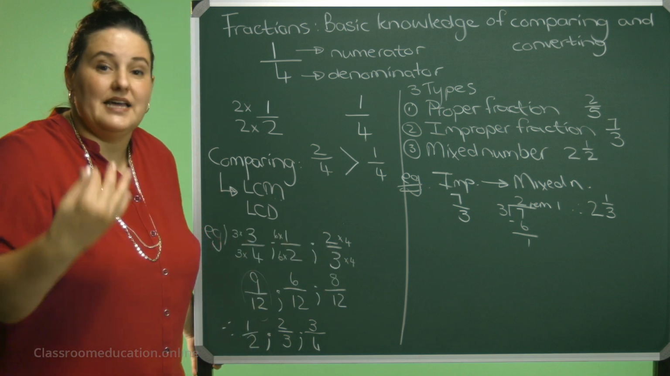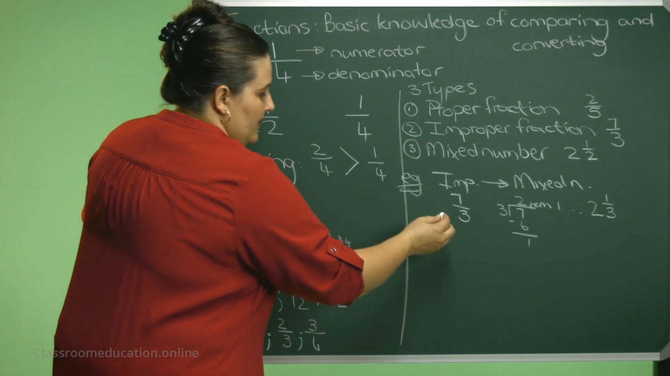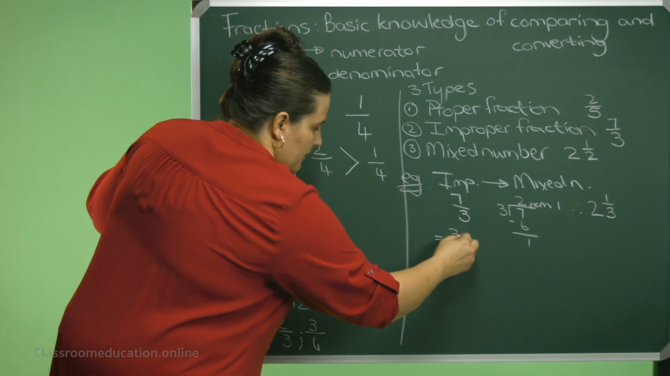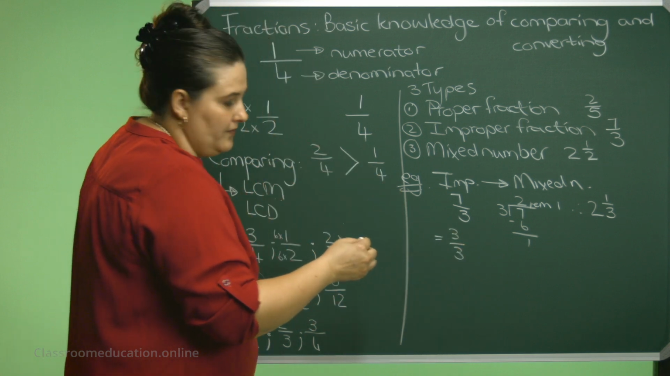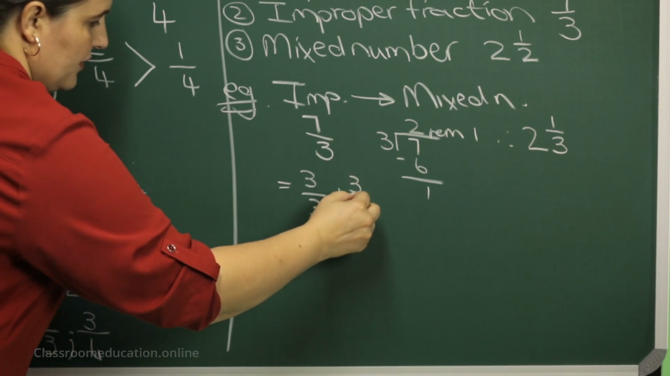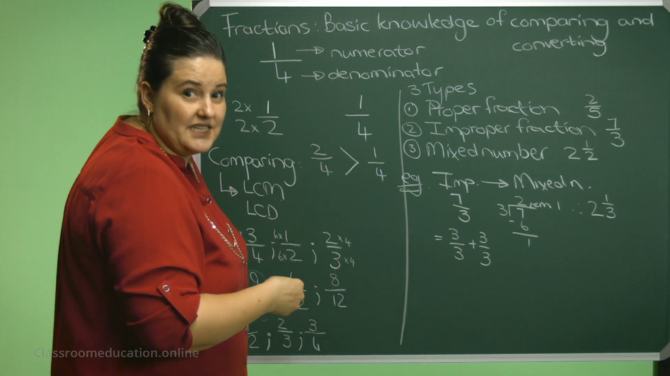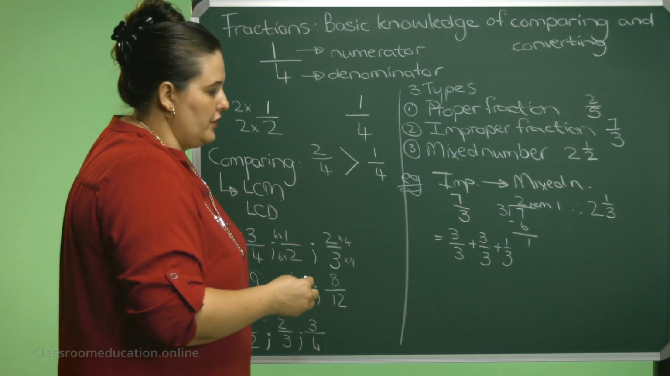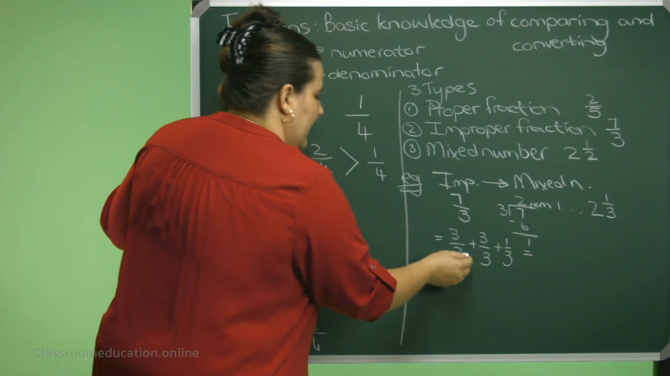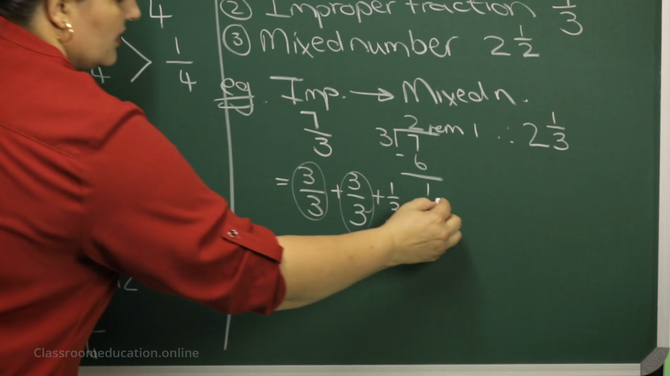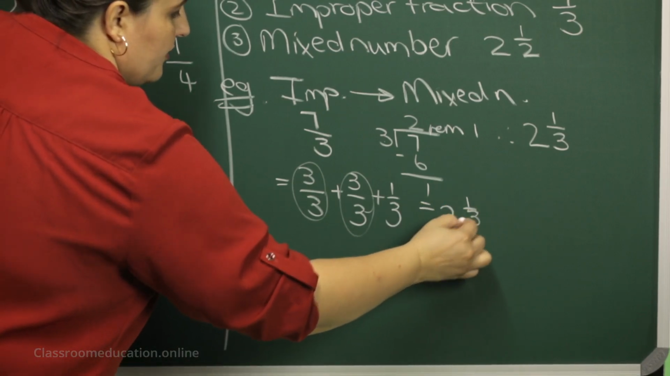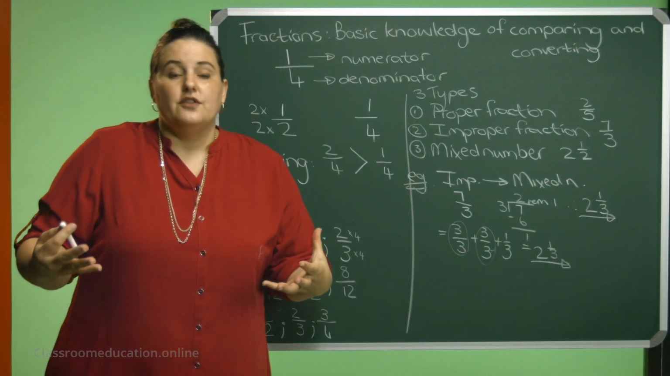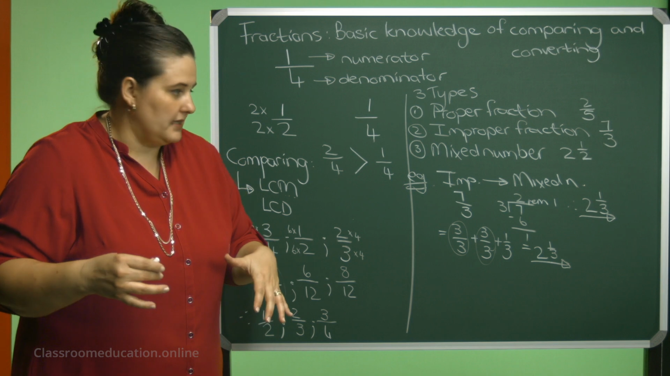You can do this in another method. You can say, okay, 7/3 might be the same as 3/3, that's a whole, plus another 3/3, so we have altogether 6/3, plus 1/3 for the 7/3. So this will then be an answer, that's a whole, that's a whole. So it will be 2 1/3. It's the same answer. The more you work with this, the quicker you will actually get the answers.